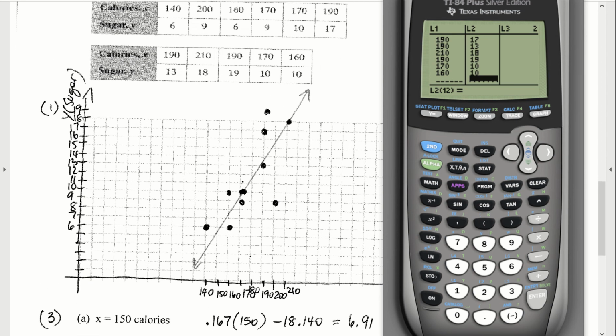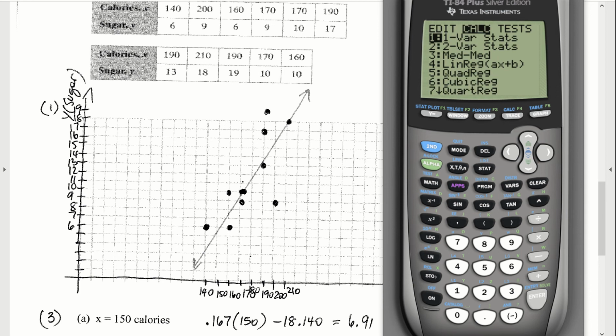The next thing I'm going to do is stat, calculate. We're calculating the linear regression. X's we put in L1, the Y's we put in L2. We never really need to touch the frequency list, so we're not going to bother with that. But once again, it's convenient and helpful. I want to store my regression equation so I can use it for this data set.